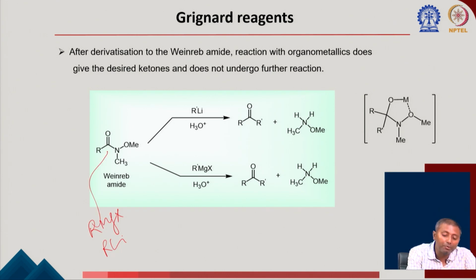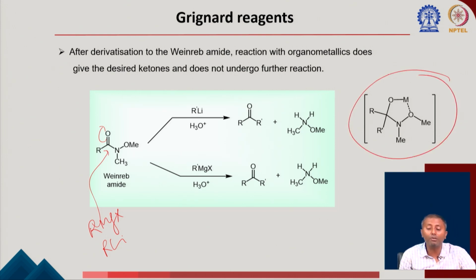When this attacks the Weinreb amide, forming this O minus, if you think about the corresponding transition state, in this reaction it is not forming a ketone, it is actually staying in this form, and here this O-methyl is playing a very important role. Once the attack happens by the Grignard reagent, the metal, magnesium or lithium, forms a chelate with the oxygen. So in the reaction it is staying in this chelate form.